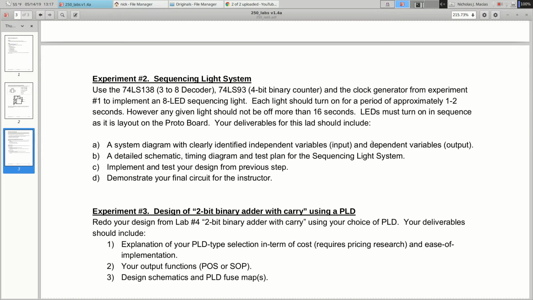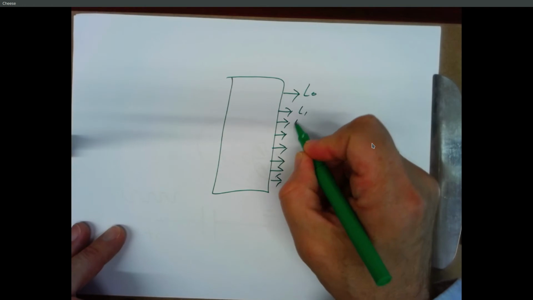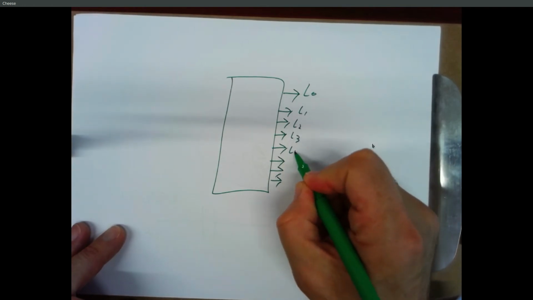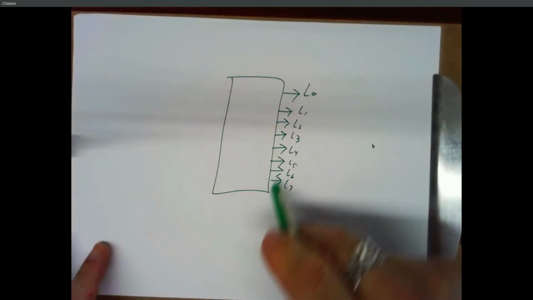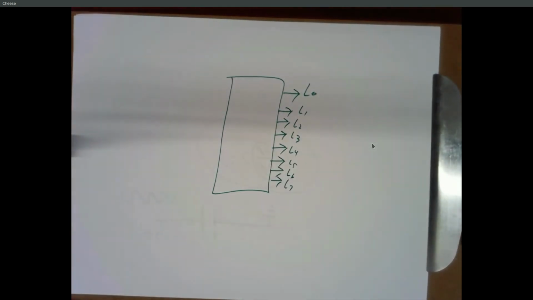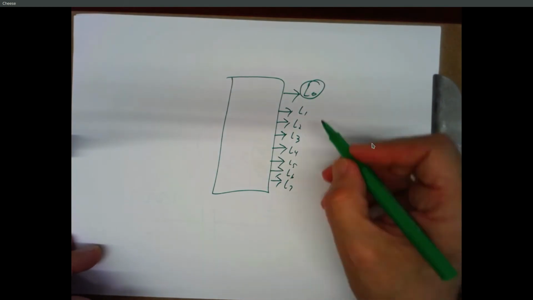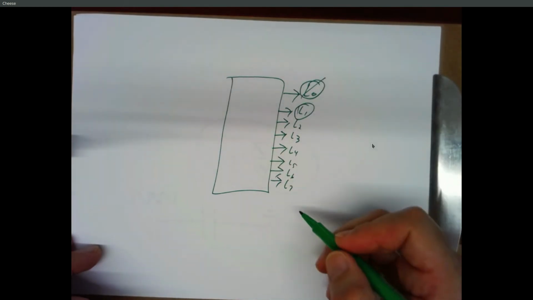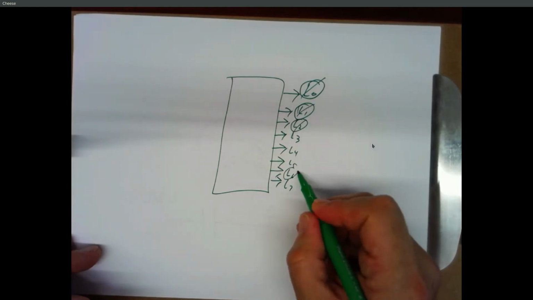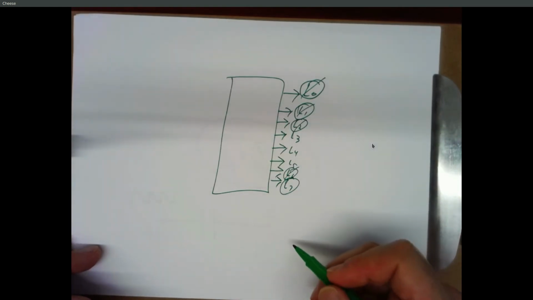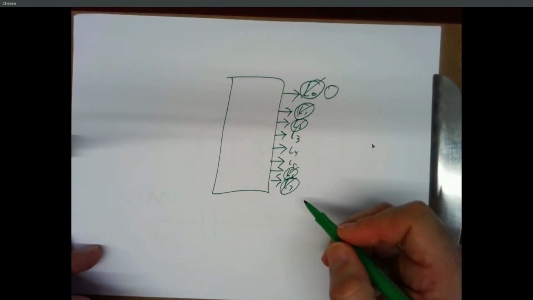So you're going to have 8 outputs. Let's call them L0 through L7. Each of those goes to an LED. Here's the idea. First LED should light up for about 2 seconds. And then it turns off and the second LED lights up for about 2 seconds. Turns off, third one lights up, and so on until the last LED lights up for 2 seconds, turns off, and then the first one should come on again.